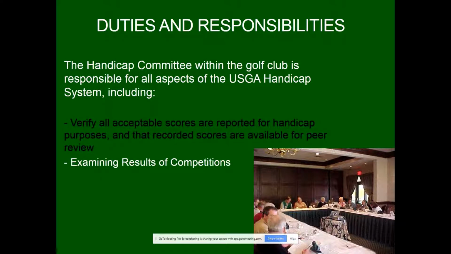Also, examining results of competitions, making sure that everybody who competed in your last event is also in the system. More importantly, if somebody shoots an extremely low net score within your competition, that should send off a red flag as a committee, because either that person just had the round of their life, and that may be the case, but it also may be a case of somebody shooting lower than what their handicap index is actually indicating.